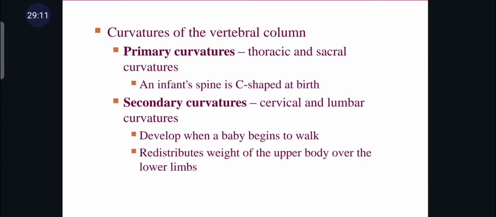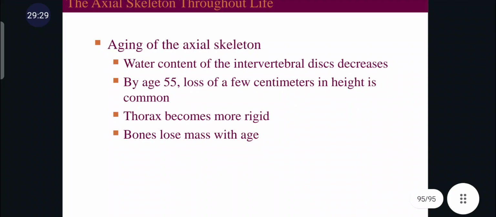Curvature of the vertebral column. Primary curvature: an infant's spine is C-shaped at birth. Secondary curvatures, cervical and lumbar curvature, develop when a baby begins to walk. They distribute the weight of the upper body over the lower limbs.